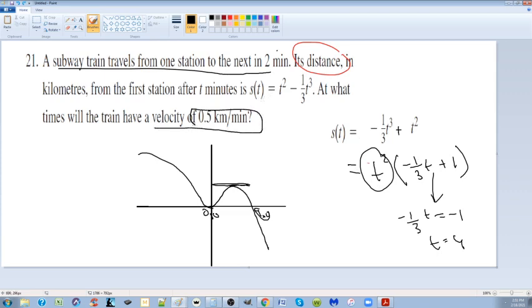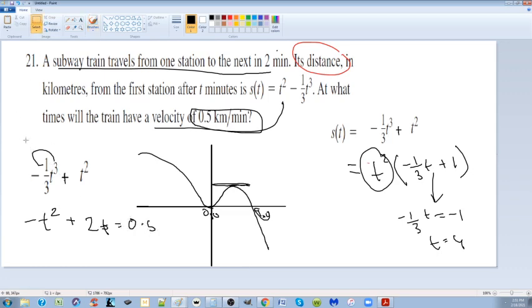So they want to know when the derivative is going to be equal to that. So we have to take the derivative of that. And I like my version here better. So the derivative of this one is going to be minus t squared plus 2t. Because when the 3 came down and multiplied this, it got divided by the 3, and then it got reduced by 2. And now we just have to figure out when this is going to be equal to that.